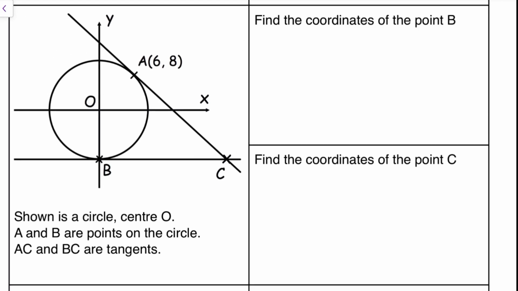Next question. Shown below is a circle, centre O. A and B are points on the circle. Yes, they are. Notably, B is on the axis, isn't it? AC and BC are tangents. Great. Find the coordinates of the point B.